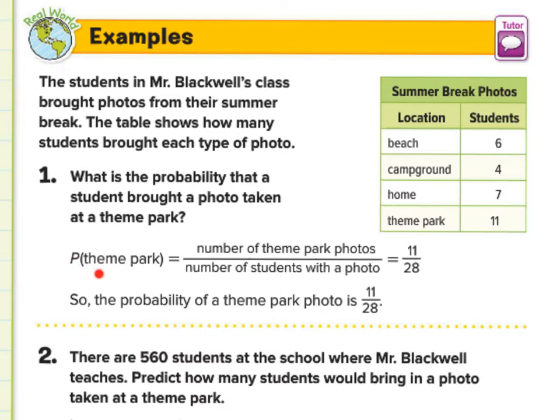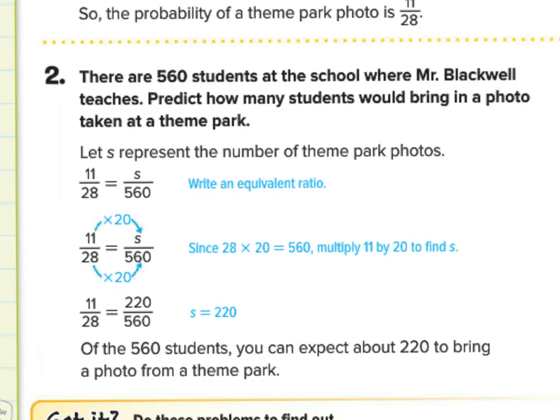This is very similar to our probability lesson, the probability of a theme park photo. We have the number of theme park photos compared to the number of students with photos, or all the students, I should say. So we have 11 photos taken in a theme park compared to 28 possible photos. So the probability of a theme park photo is 11 out of 28.